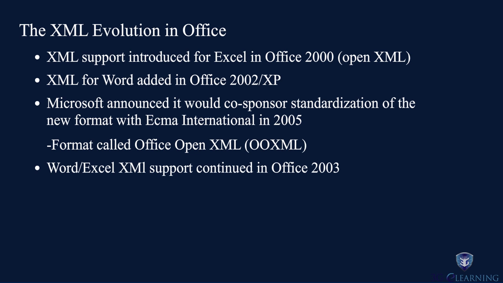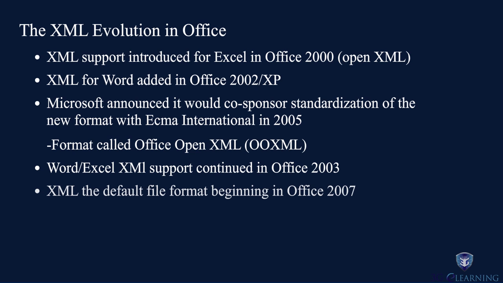Word and Excel XML support continued into Office 2003, and then, almost a decade later, XML became the default file format, beginning in Office 2007. So, people who say XML is new are actually a little bit mistaken, because it's been around for a while, although it wasn't in the forefront. We actually get to see it in 2007 and 2010 as the default file format brought to the forefront.